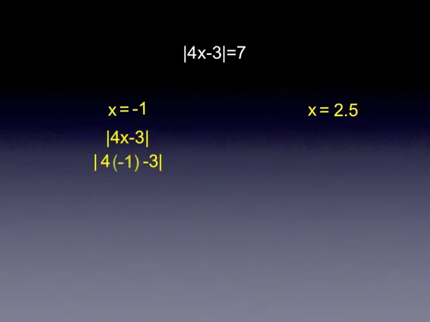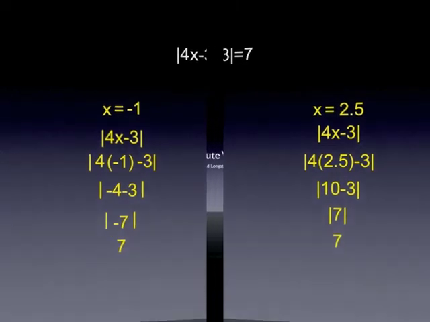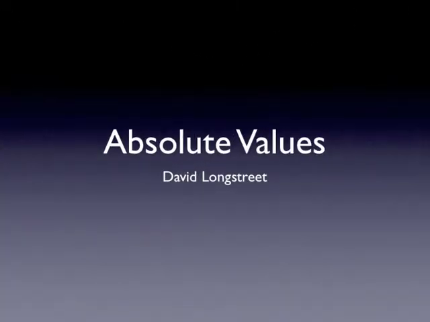And I'll put brackets around it, so it's 4 times -1 minus 3. So I get -4 minus 3, and that equals -7, and the absolute value of -7 is 7. And that 7 equals that 7. I'll do the same thing with x is equal to 2.5. And I'm just checking my answer, and that equals 7. And that is it for absolute values.